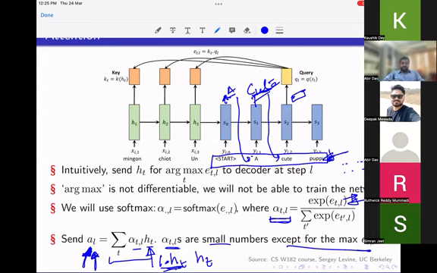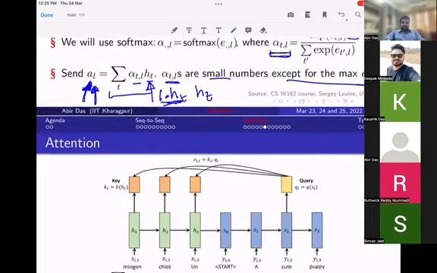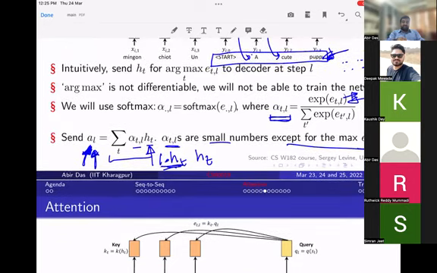Okay, now let me go to this one. We have said that we are computing this AL and basically sending it to the decoder.